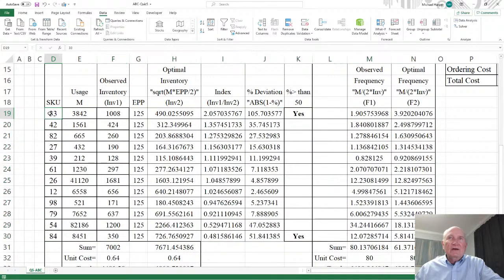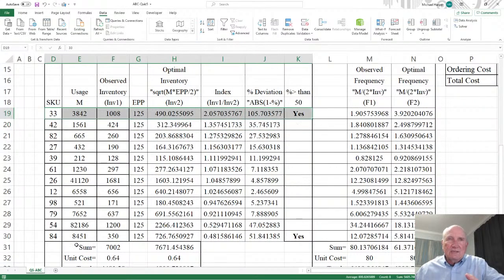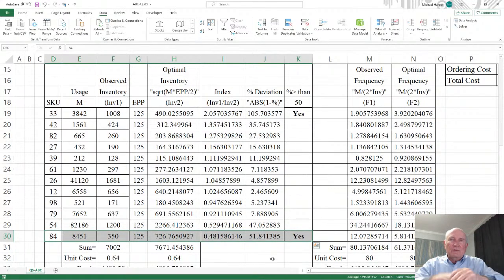And now I have a Pareto analysis of the highest SKUs here. Okay, there they go. There's the highest ones where the observed inventory is greater than the optimal inventory. I'm carrying too much inventory. At the bottom, I have the observed inventory is much less than the optimal inventory. I'm not carrying enough inventory. I'm ordering too many times. Okay, so right up here we have excess warehouse cost. Down here we have excess purchasing cost. And so we can work our way toward the middle.